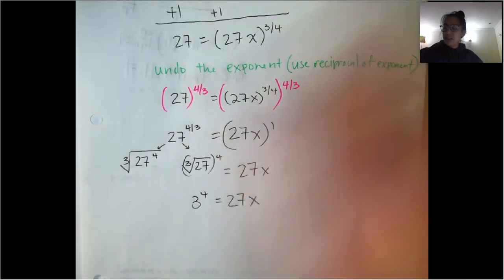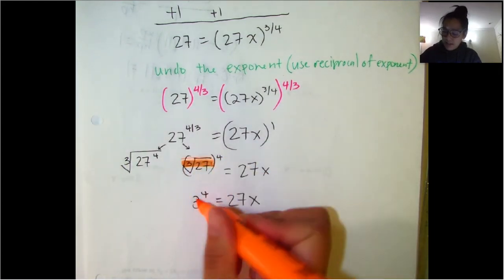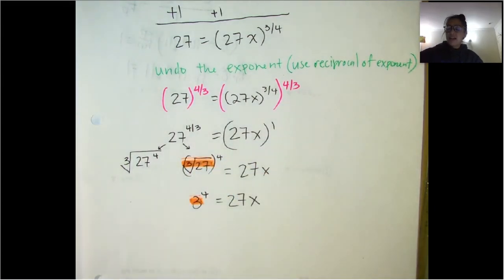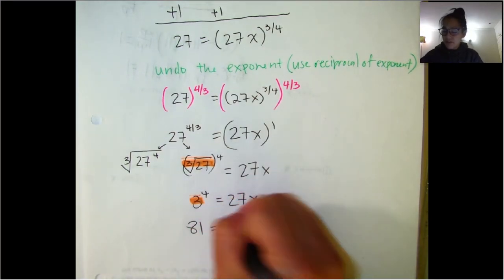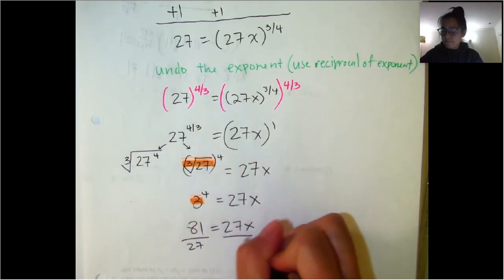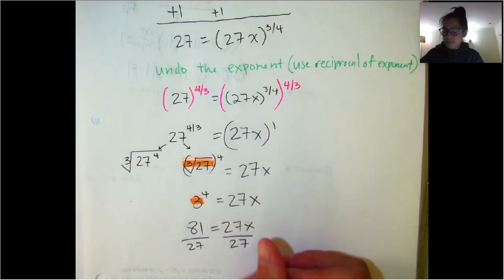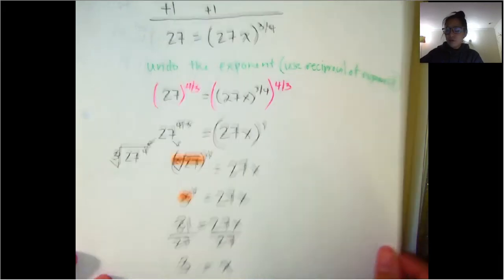Okay, so again, we did the cube root of 27 first, and that's what got us this 3 here. Now taking that to the 4th power. And 3 to the 4th power, that's 81. So we have 81 equals 27x. We divide both sides by 27. We get x equals 3. Are we done? Of course we're not done.